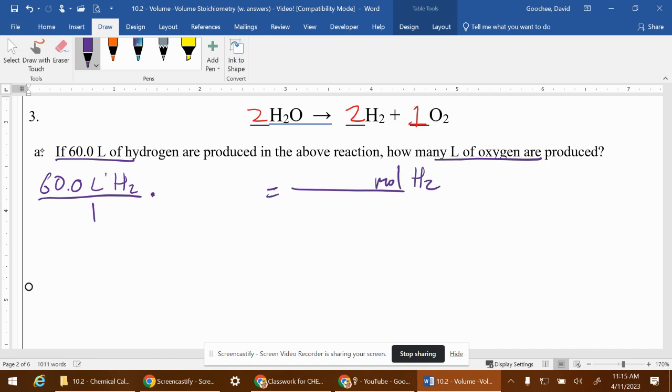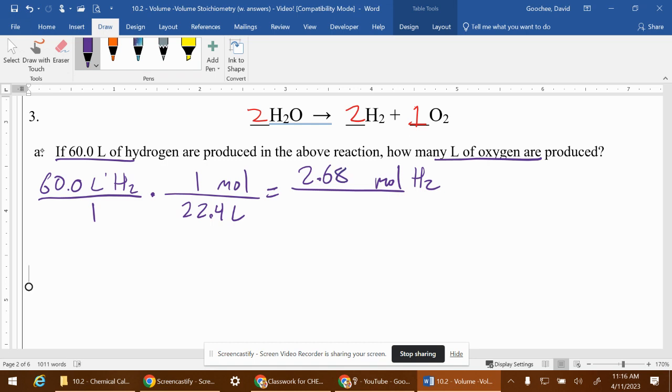And the way we do that, to get from liters into moles, is we divide by 22.4. 22.4 liters is 1 mole. So 60 divided by 22.4 is 2.68 moles of hydrogen. All right, there we go.